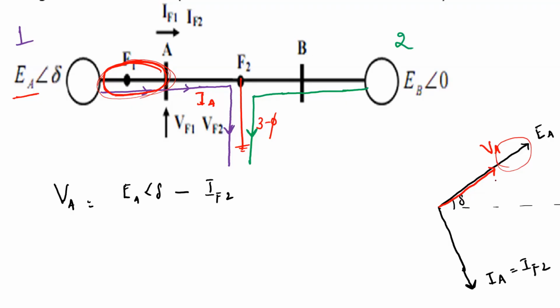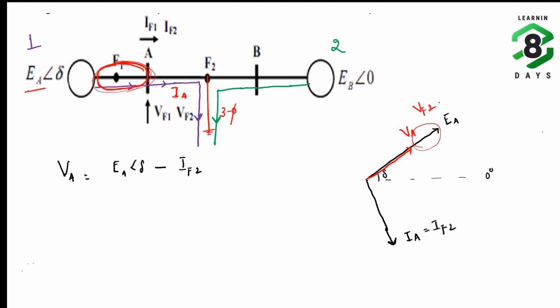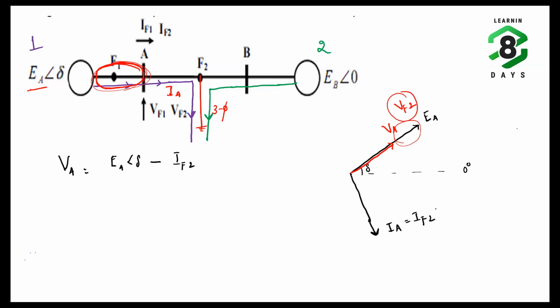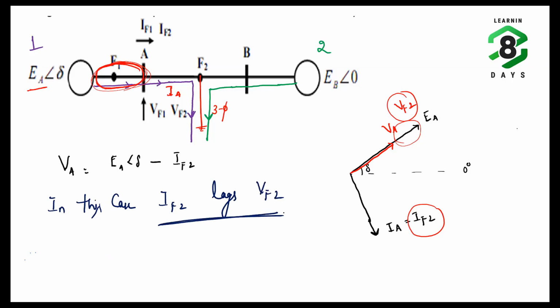Now VA is nothing but VF2, the voltage at bus bar A. So what is the angle between VF2 and IF2 in this case? IF2 lags VF2. The current at the bus bar is lagging the voltage at bus bar A when the fault is occurring at point F2. Understand? He's simply testing whether you have understood your phasor diagrams or not.